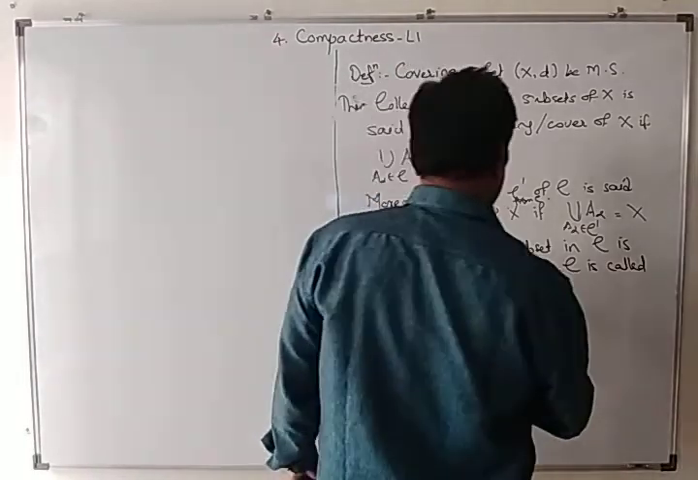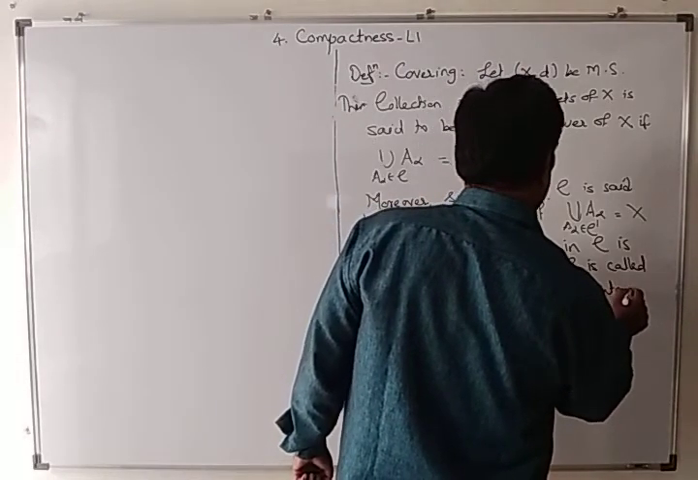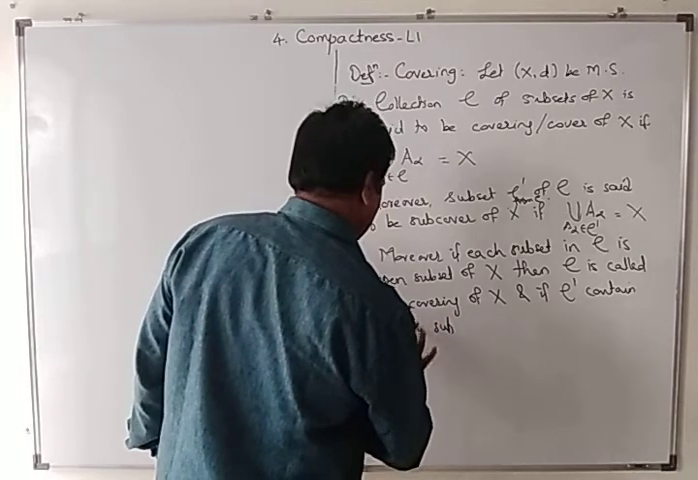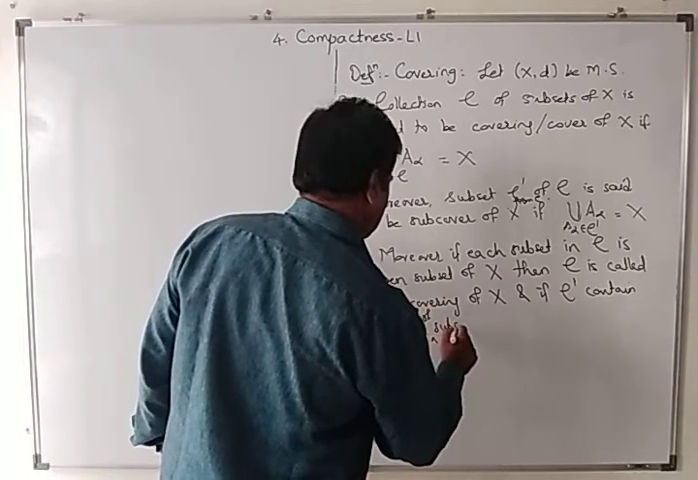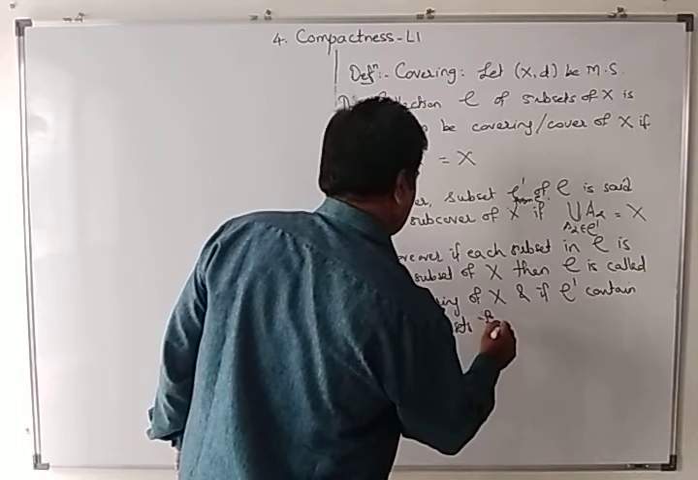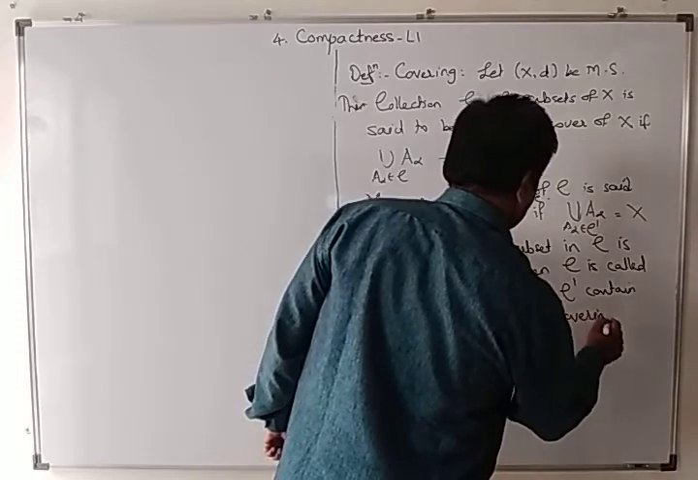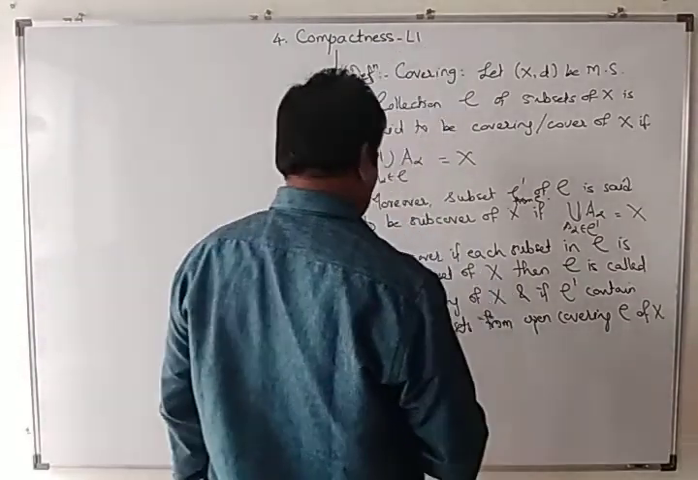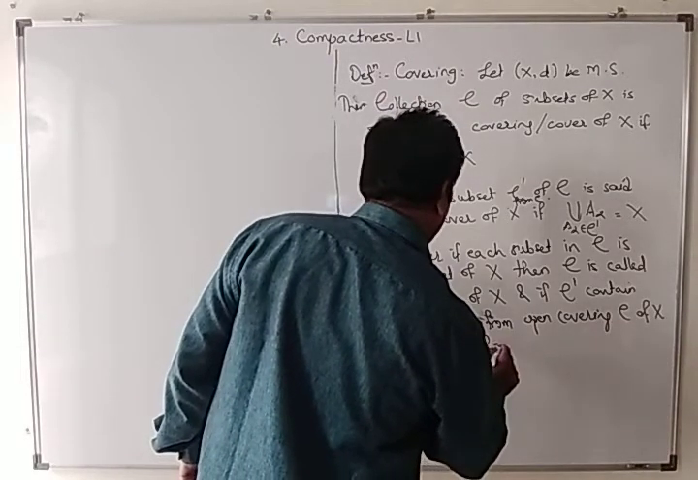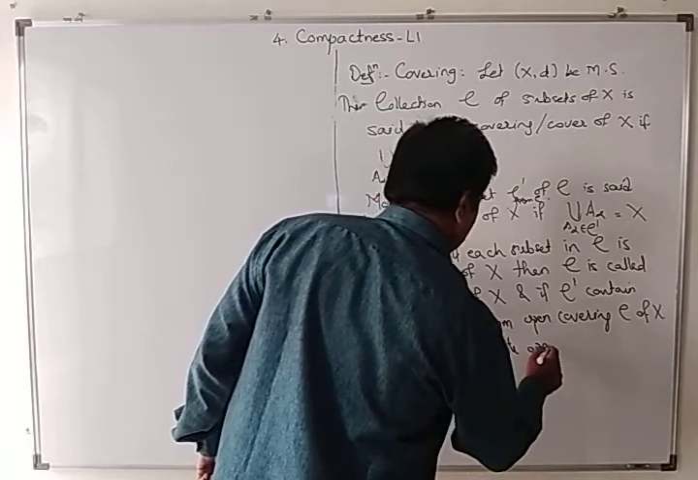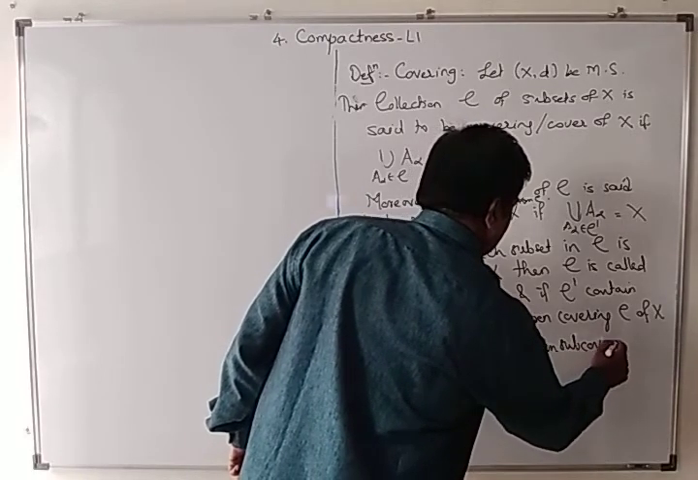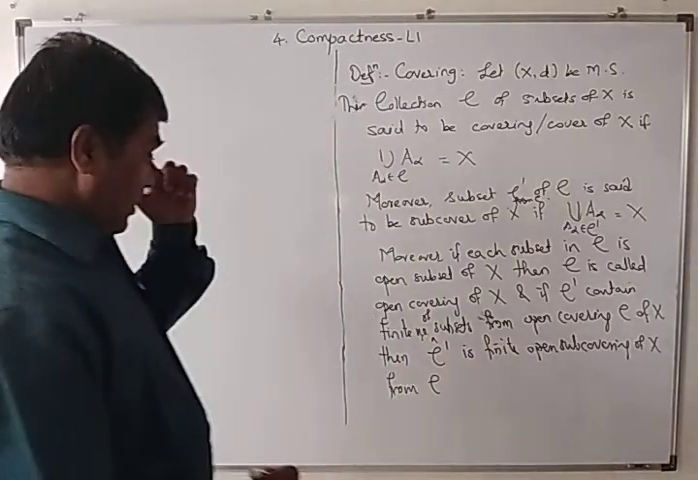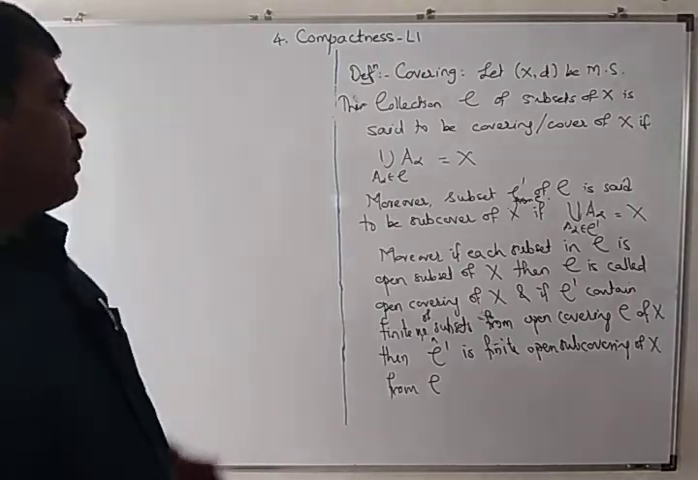And if C dash contains finitely many subsets, a finite number of subsets from the open covering C of X, then C dash is called a finite open subcovering of X from C. Depending on this, we'll define the concept of a compact metric space.